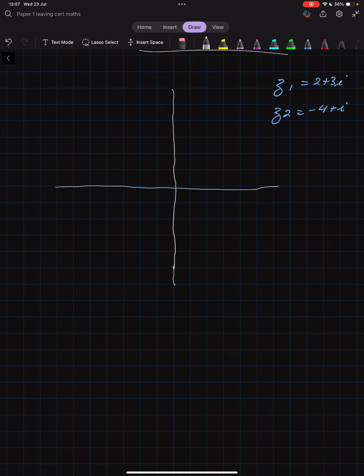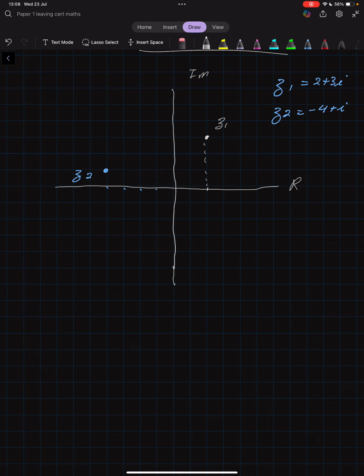Okay, so 2 plus 3i. Remember this is the real, this is the imaginary. So for the real, I go over 2 to here and I go up 3. So that's 2 plus 3i, so Z1. Z2 then is going to be minus 4, so it's backwards. So it's 1, 2, 3, 4, and it's plus 1, so it's 1 up here. So it's Z2.